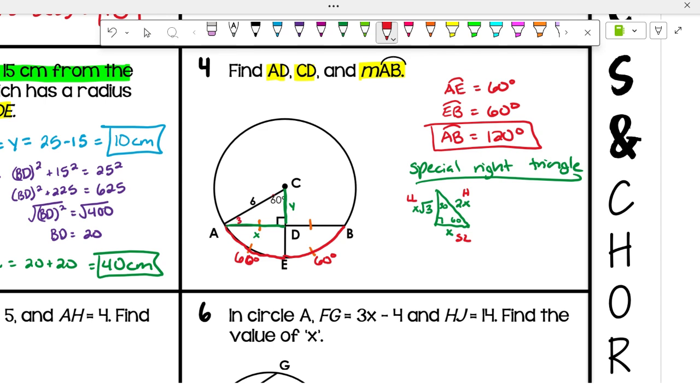So 30 degrees would be right here. They gave us which side? What side did they definitely give us in that right triangle? The hypotenuse, 6. So whenever you do these special right triangles, you always got to go around using the short leg as the middleman. So how can I get from the hypotenuse to the short leg, or CD?